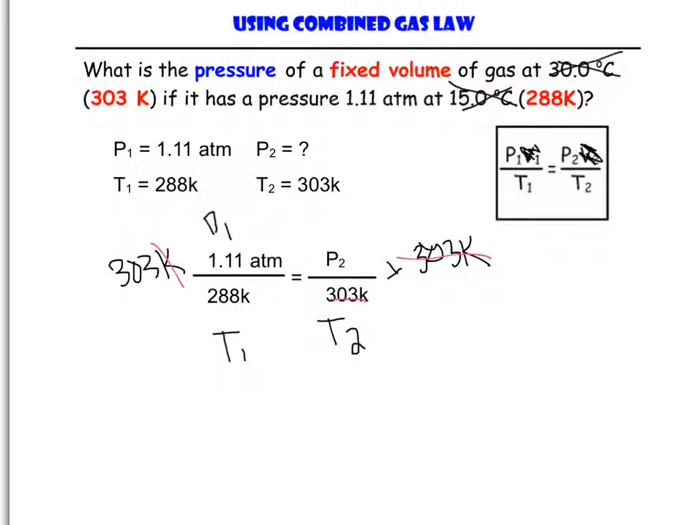Our units of Kelvin cancel out, and we are left with units of atm, which is good because atms are a unit of pressure. And when we plug this into our calculator, we get that P2. And I should say when we plug 303 times 1.11 divided by 288, we get an answer equal to 1.167 atms. But again, we want to watch our sig figs, and each of these is 3 sig figs, 3 sig figs, and 3 sig figs. So therefore our answer should also have 3 significant figures, and we get an answer of 1.16 atms.